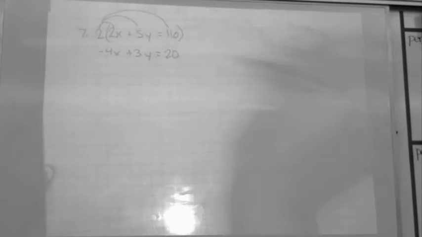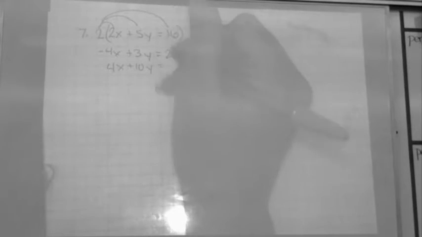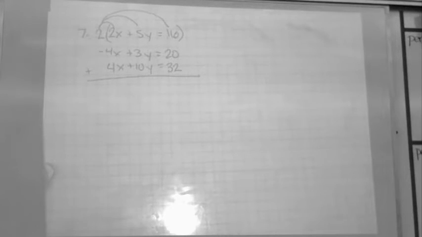So 2, I'm going to distribute to the whole equation. 2 times 2x gives me 4x. 2 times 5 gives me 10y. And that's going to be equal to 2 times 16, which is 32. So now, since this is negative 4x, all I have to do is add it. I don't have to change the signs or anything because it's already going to cancel each other out.